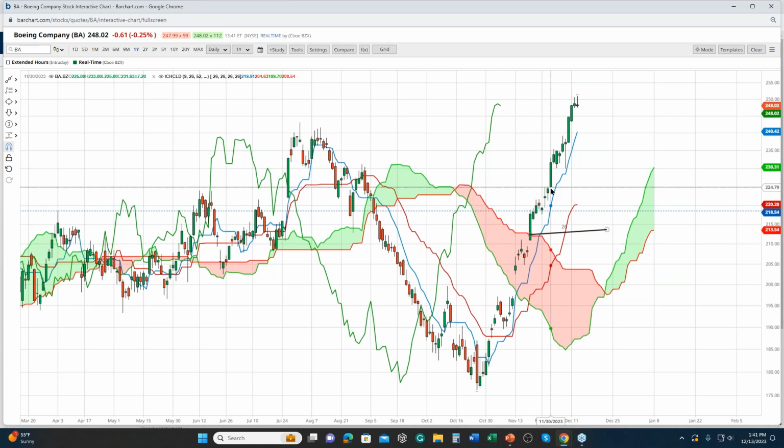Again, one of the limitations or criticisms of the cloud system is that a lot of trend has already developed before we get that cloud system conversion. And at this point, all 5 components are telling us that we're in an uptrend. But again, you can see that price continues to move forward.